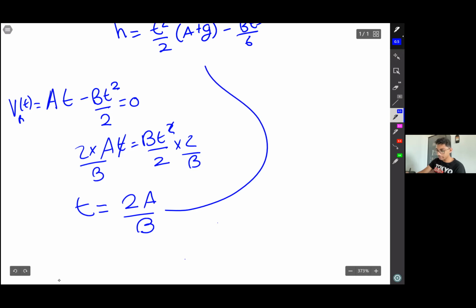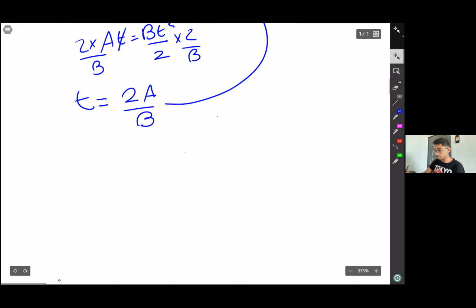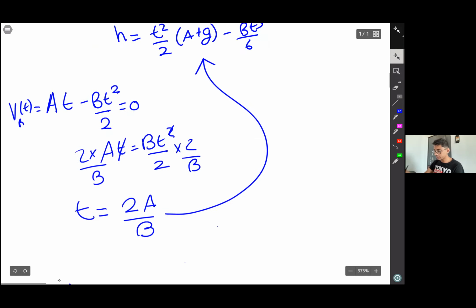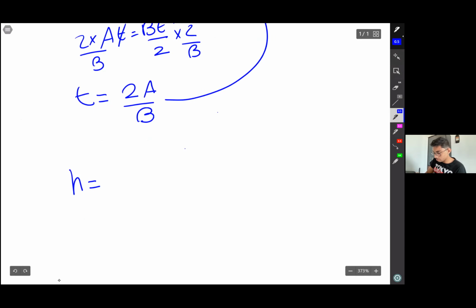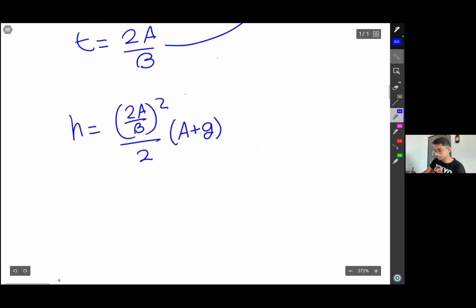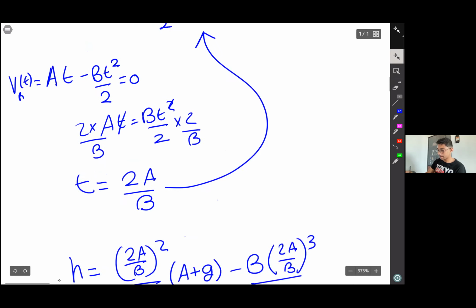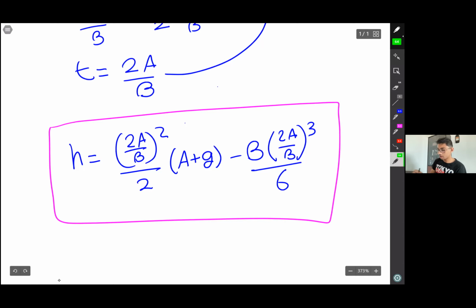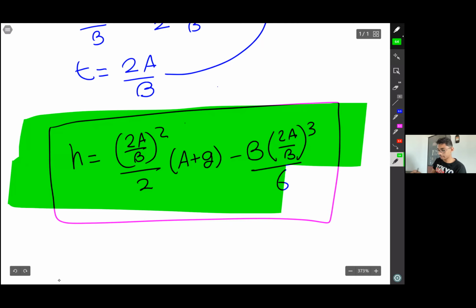Now let's plug this value back into here. We should get that h will equal t squared, which was 2a over b whole squared, divided by 2 times a plus g, minus bt cubed, so minus b times 2a over b cubed all over 6. Now that right there is our final answer for the height of the cliff. I'll just highlight that so it makes it obvious.